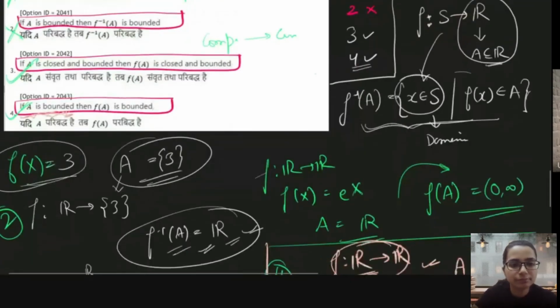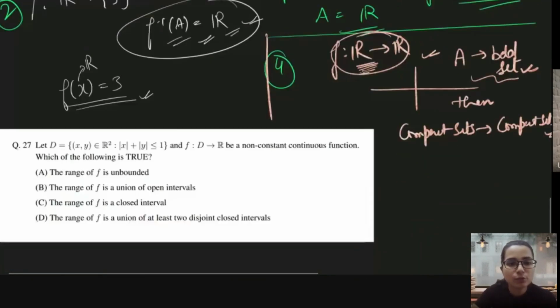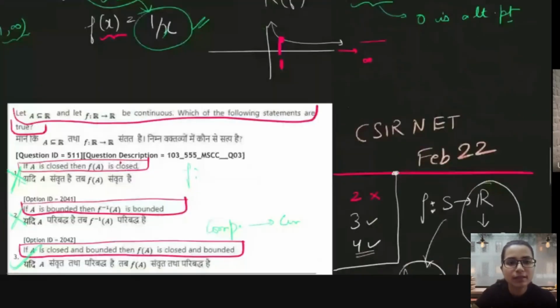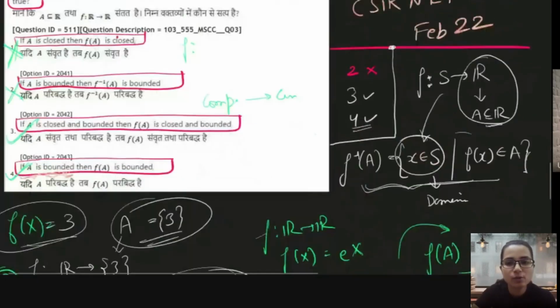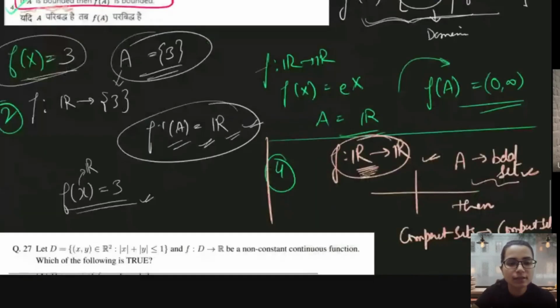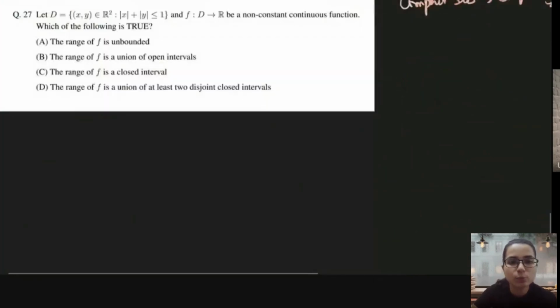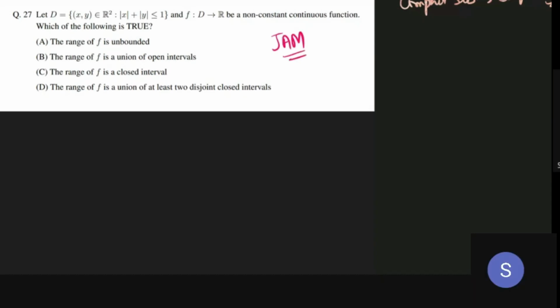So yeah. We have another question before that. Up till now, if anyone has any doubt, you can discuss. Otherwise, we can move to this question, which is a very easy kind of question. I think this is a question of JAM. Ma'am, can you explain that fourth option once more?